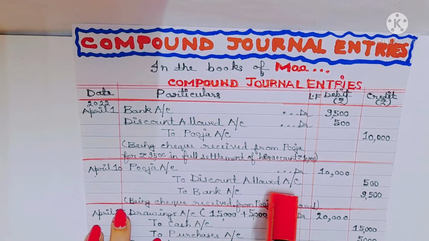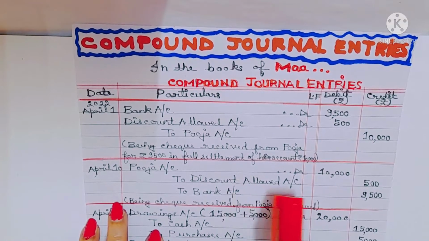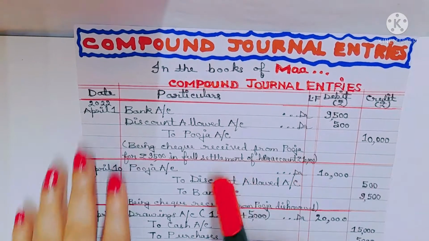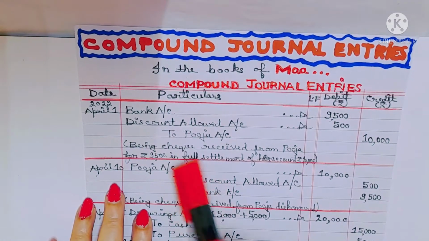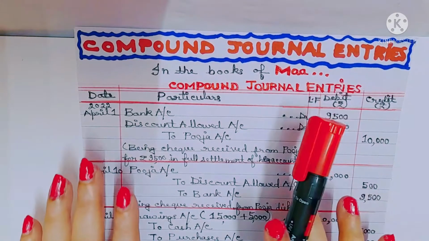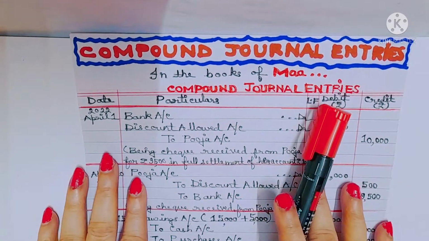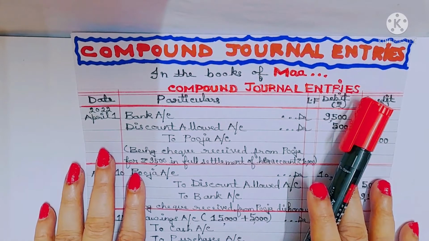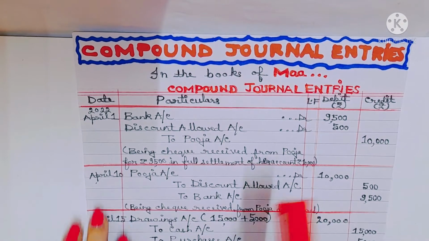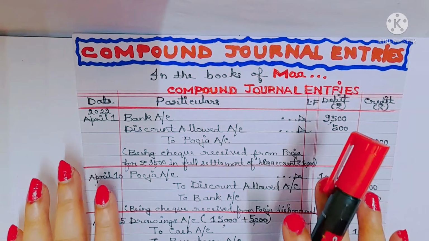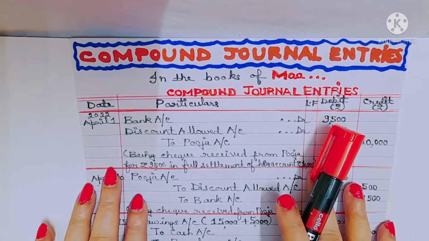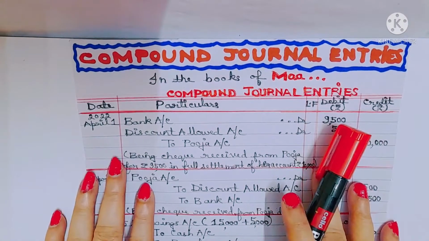Why discount allowed account credit? Because discount allowed account always falls on the debit side. Always remember, on 1st April, check received from Pooja 9,500. And the check was immediately deposited into the bank. But on 10th April, the check has been dishonored. In case the check is dishonored, the discount allowed to Pooja will also be withdrawn or cancelled.